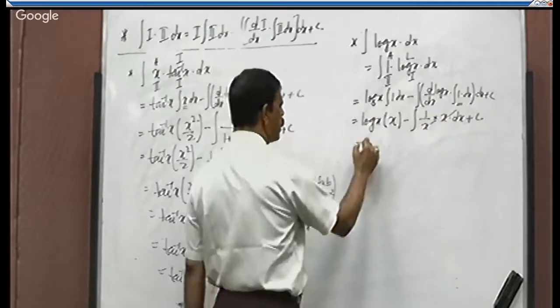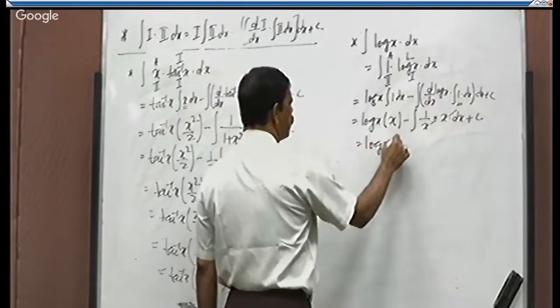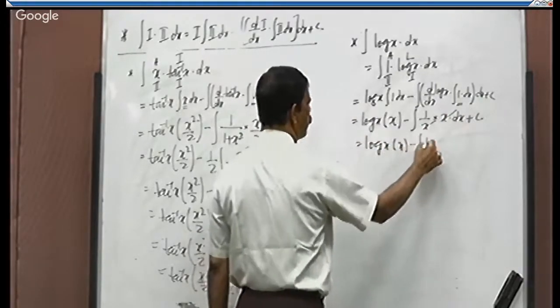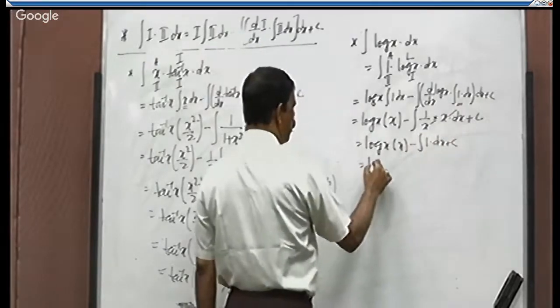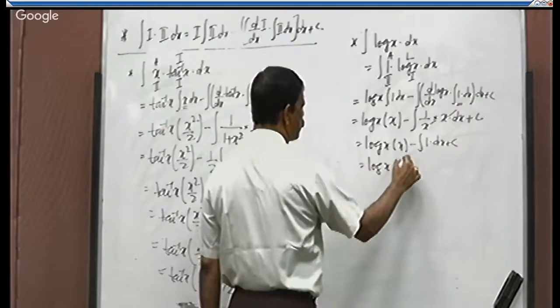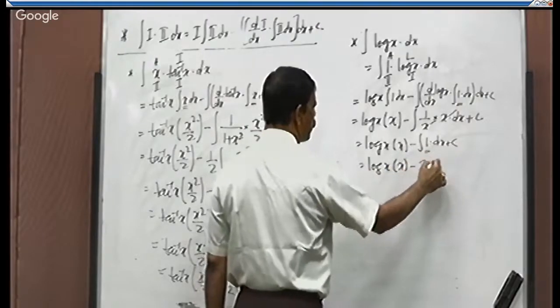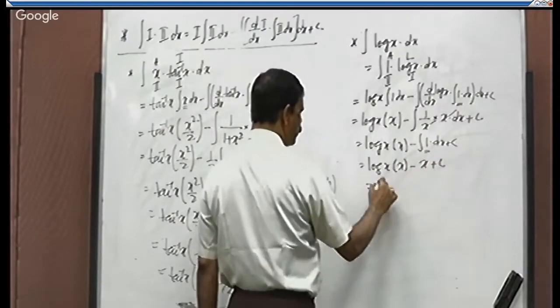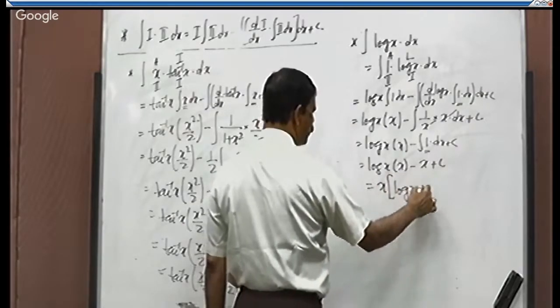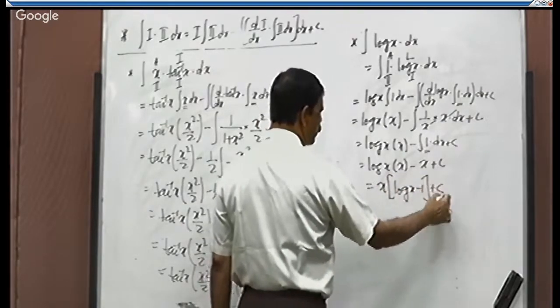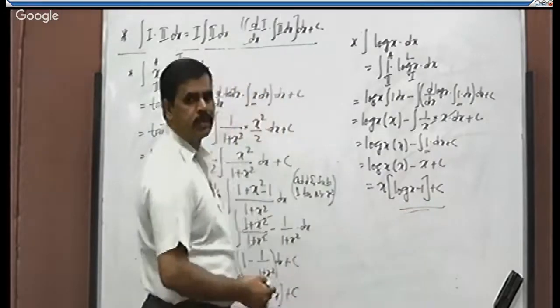What is remaining? 1, right? So integration of 1 is what? You can write directly x log x minus integration of 1, which is x, plus c. Otherwise, you can take x common. It is x into log x minus 1 plus c. Right?